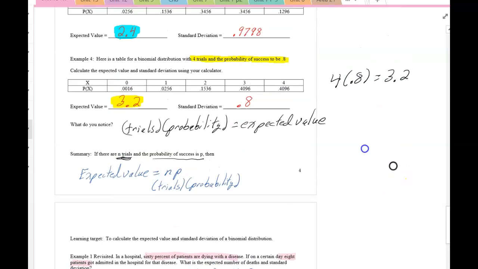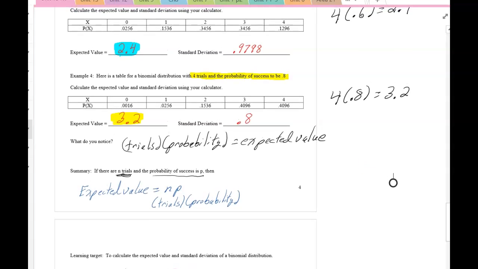All right, let's go back to the previous page and let's talk about the standard deviation. The standard deviation, which is sigma, is a little harder to calculate. So I'm just going to give you the formula and then show you that it works. So it is the square root of n times p times 1 minus p. And let's take a look at example 4.